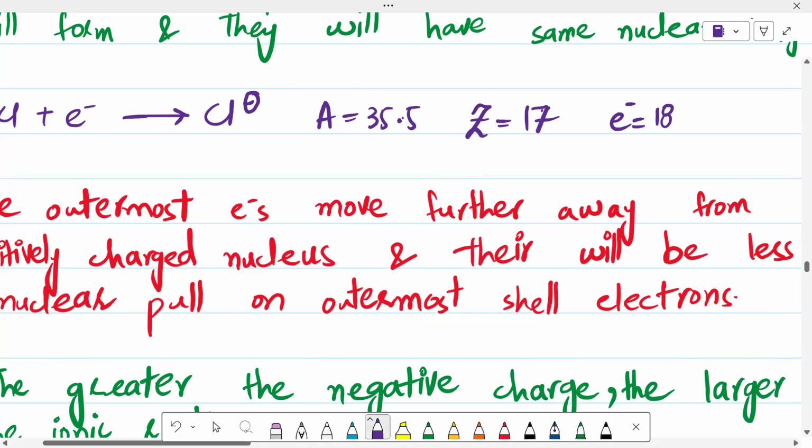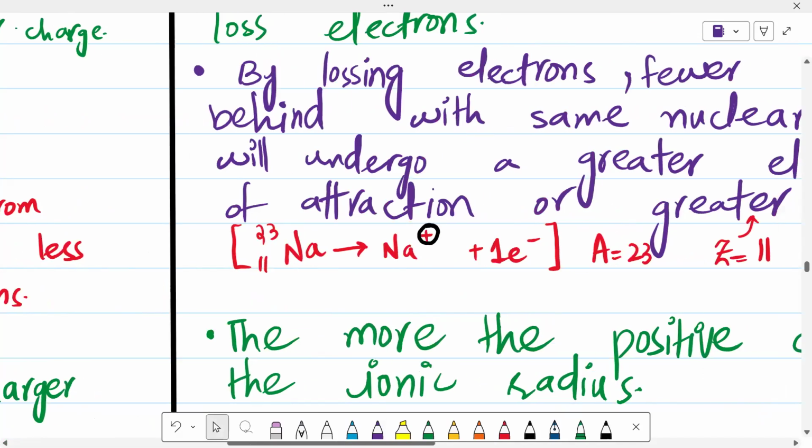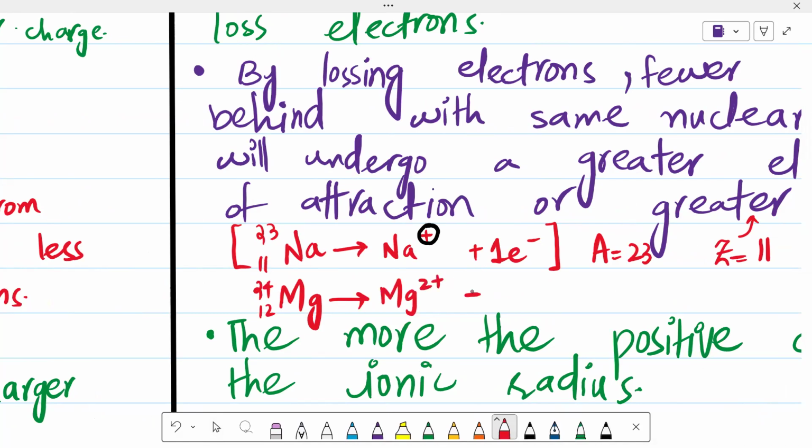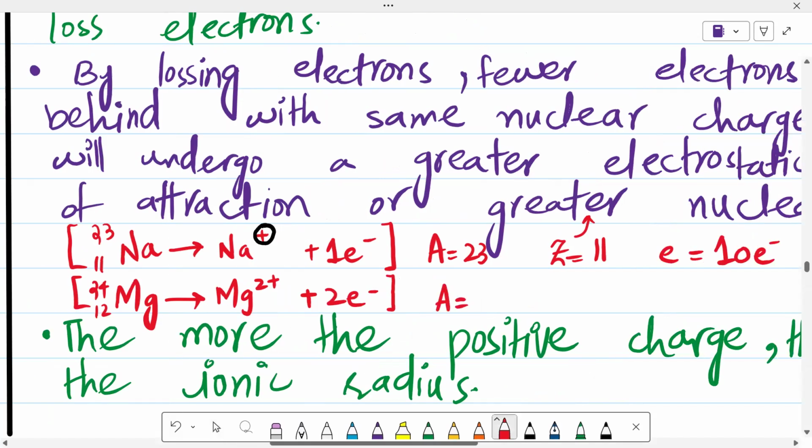Now I am giving you an example of two. This was an example of just one electron. Now we can take an example of two. Magnesium, that is 24 and 12. This will be magnesium 2 plus, 2 electrons lost. I have put these brackets just to separate it from the answer. What is A now for magnesium?